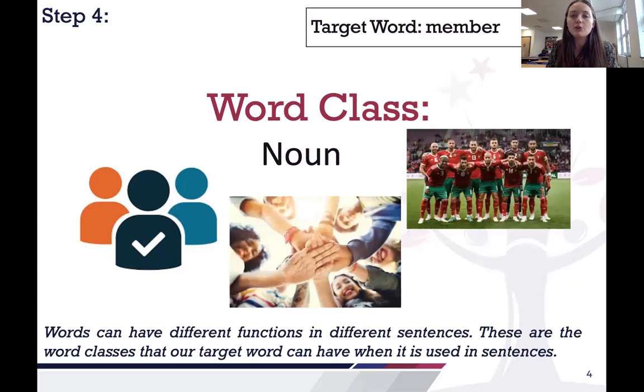Fantastic. So the word member is a noun. What is a noun? Can you remember? Tell somebody in the room what a noun is. Brilliant. So a noun is a person, place, or thing. So if you're a member, you're a person, aren't you? You're a member of something. You're the person belonging to that group.